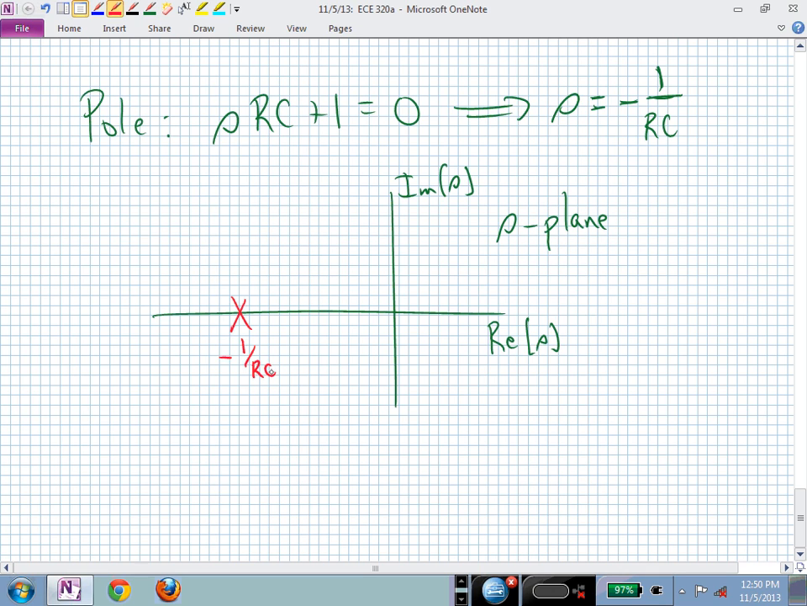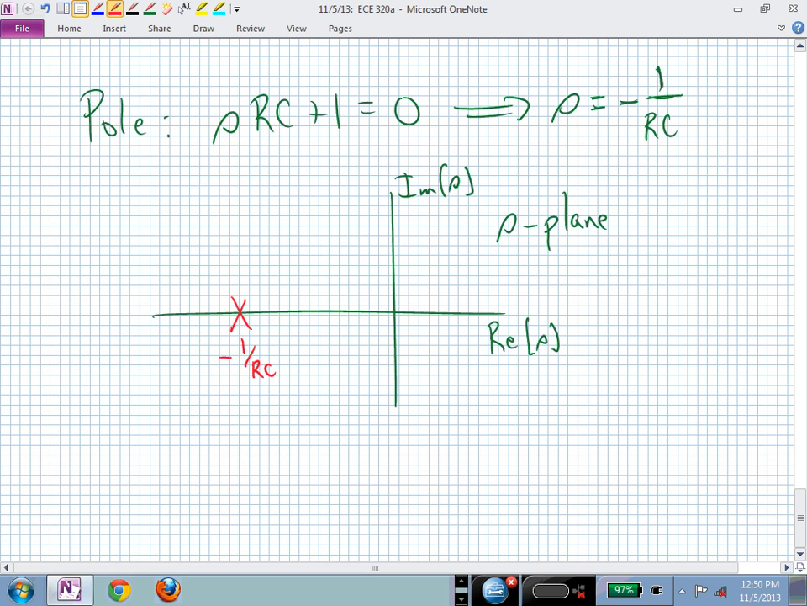1 over RC. And the bigger the RC product, the closer that is to the imaginary axis, and the slower your system is going to be. So the bigger your time constant, tau, RC, the more that pole is going to approach the imaginary axis, and the slower your system will be responding.